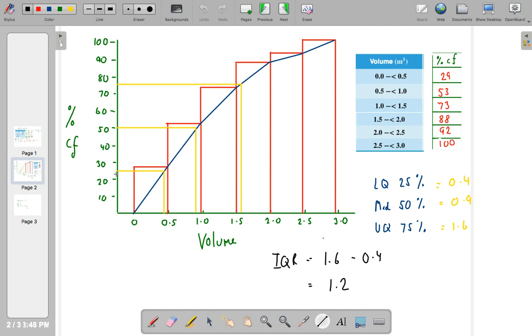Then I go to my percentage scale. 25% across the line and down, that's about 0.4. 50% across the line and down, that's about 0.9. 75% across to the line and down, about 1.6. And then our interquartile range is upper quartile minus lower quartile.